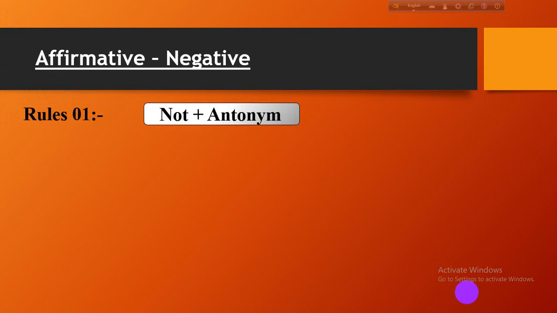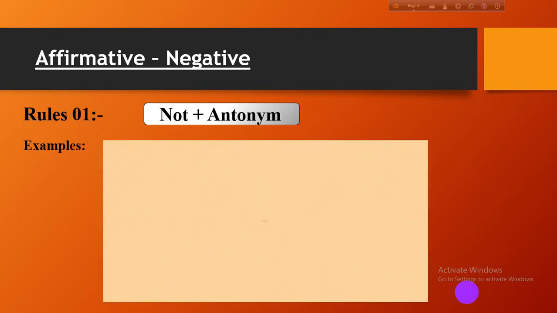So the first rule is very easy. That is not plus antonym. That means here we can use not and antonym. So let me explain the rule. There are some examples. Through examples we can get the rules very easily. So for example, the first one is what?